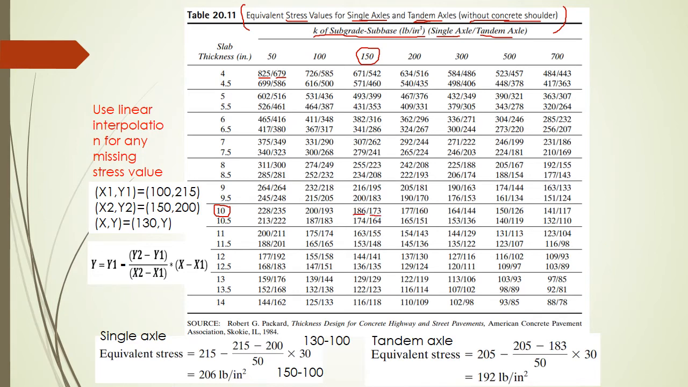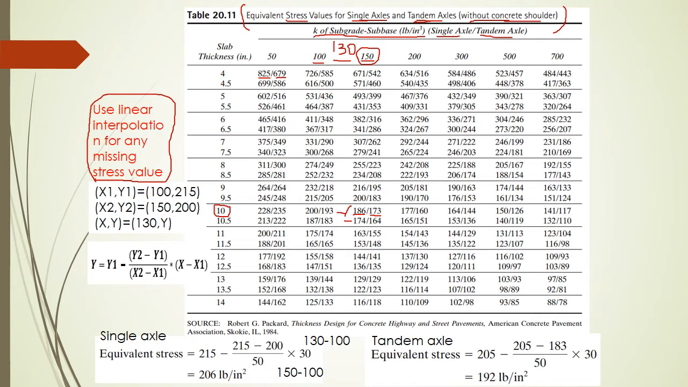والتاندم اكسل 173. طيب سي مثلا انت المودولس أوف سب جريد كان 130 زي ما هنشوف في الاكزامبل. طب 130 ده مش موجود في التيبل، ده موجود ما بين 100 و 150، فساعتها انت محتاج تجيب ستريس فاليوز عند ال 130 للسنجل وللتاندم. ساعتها هتستخدم linear interpolation ما بين ال 100 وال 150 عشان تقدر تحسب الستريس فاليوز بتاع 130.